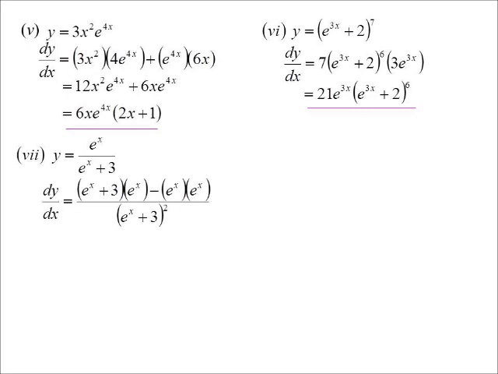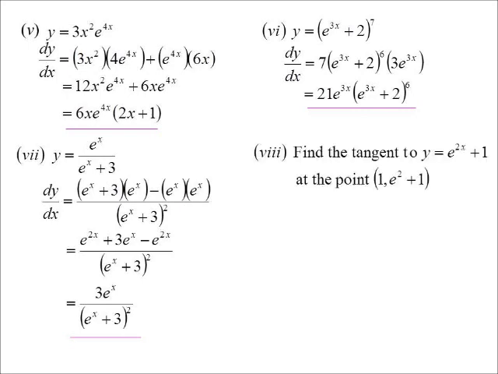Remember your index laws. It is so easy to make the mistake of going e to the x times e to the x is e to the x squared. Remember, we add the powers, and of course we get e to the 2x. And in this case, the e to the 2x's cancel, and we end up with 3e to the x over our e to the x plus 3 all squared.